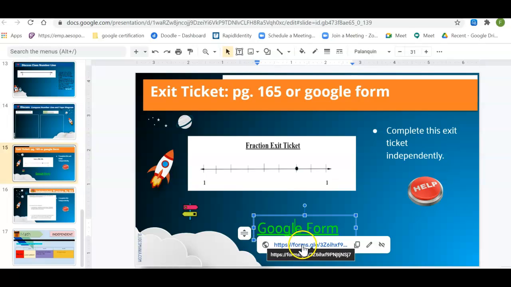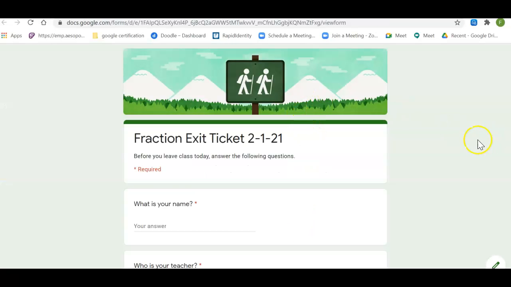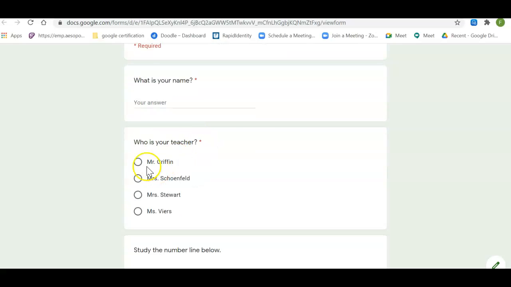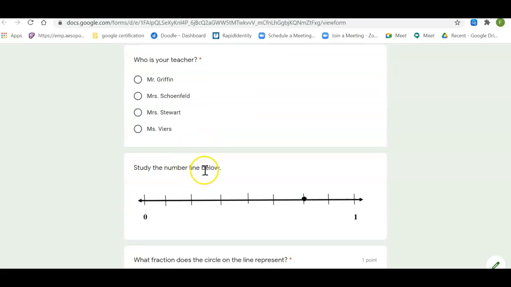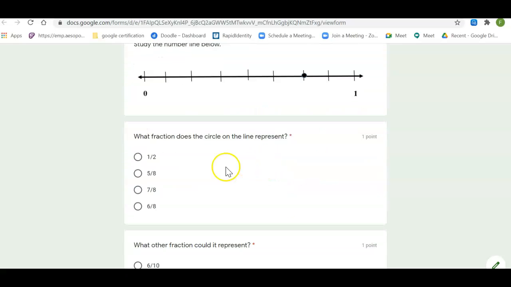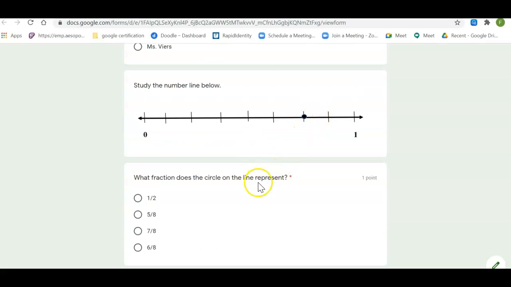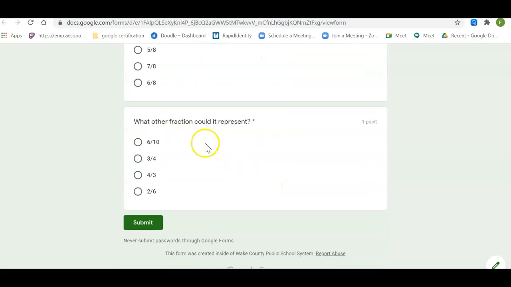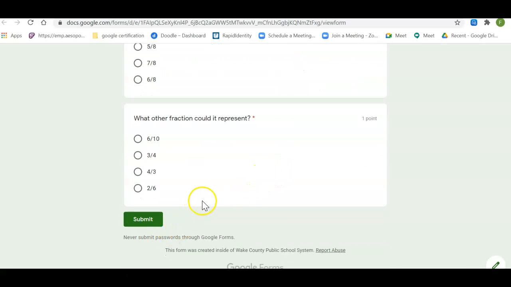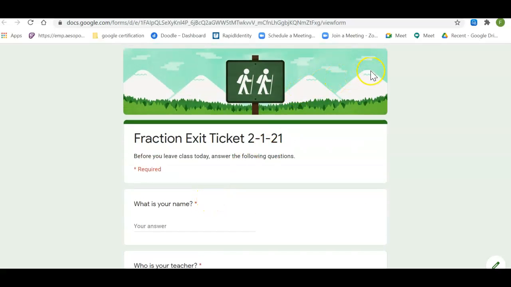If you click on the Google form, you'll see that there's the exit ticket here. So go in and put your first name and last name, just click beside your teacher's name, and it says to study the number line right here. What fraction does the circle on the line represent? So there's a circle right there. What fraction do you think it represents? And what other fraction could it represent? So basically, what is an equivalent fraction to this? And when you finish, go ahead and submit it.